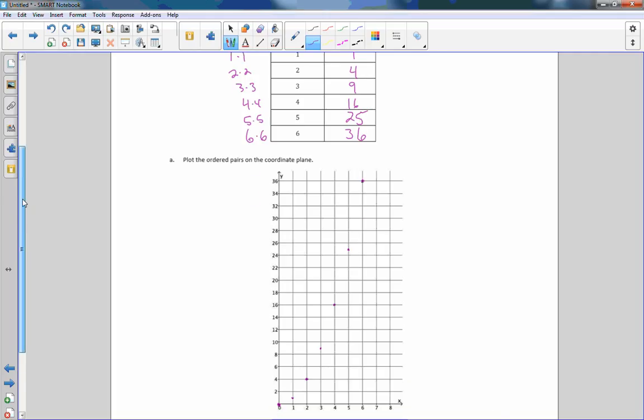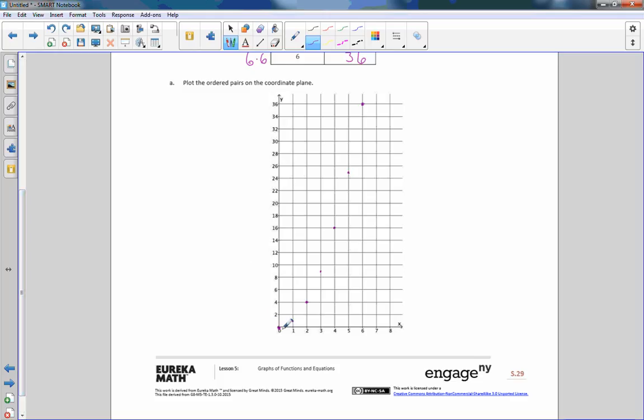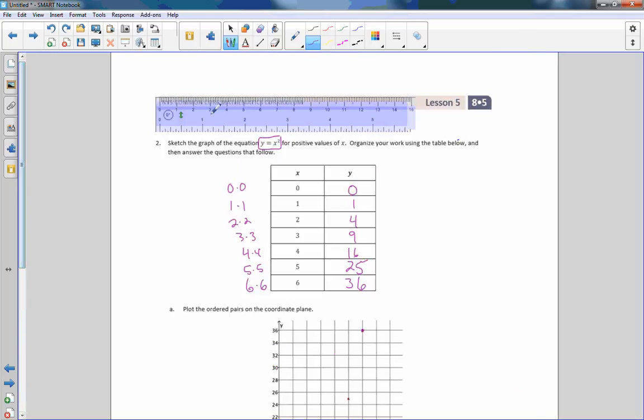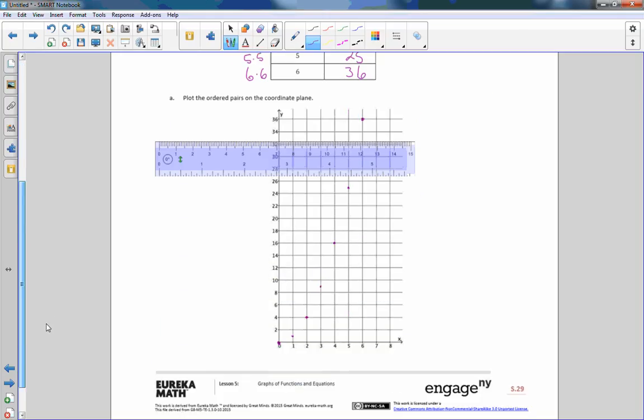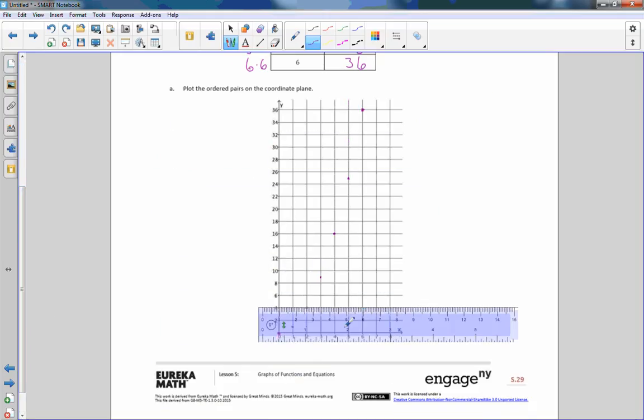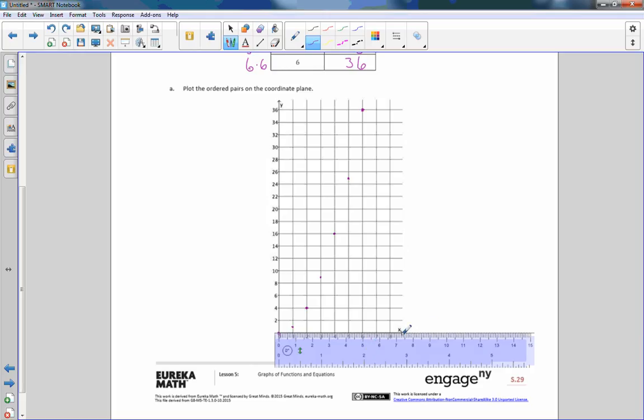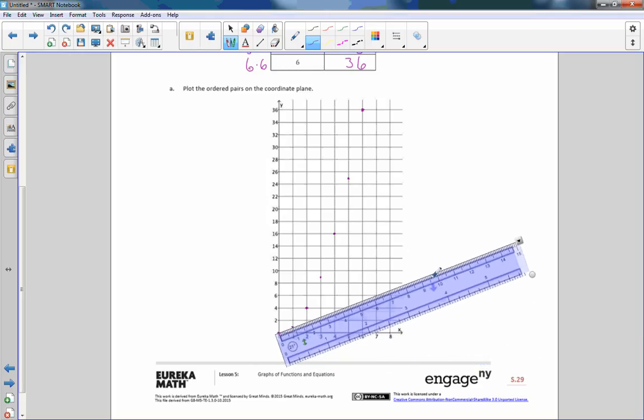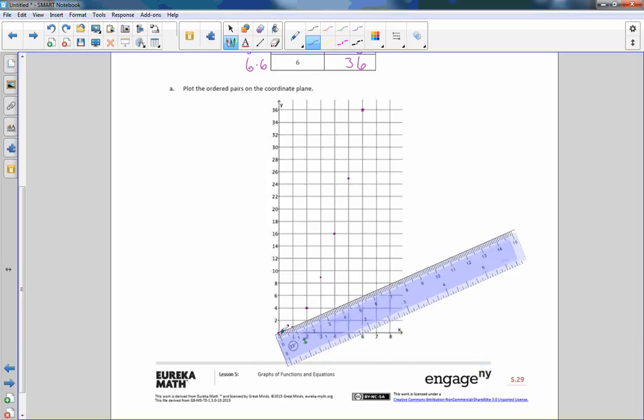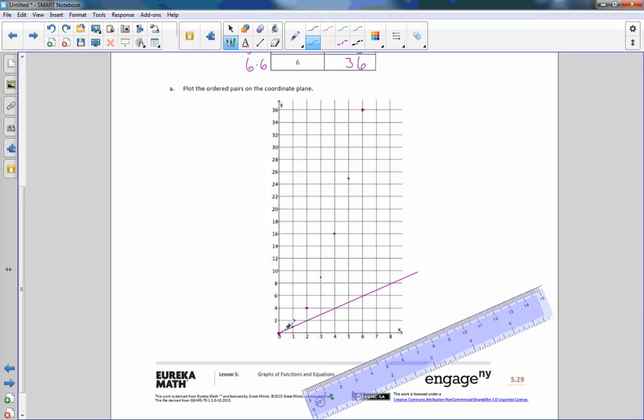So there's the ordered pairs plotted on the graph. If I were to draw a straight line, I'm not going to, but I'm just bringing my ruler down to indicate where that straight line would be. I put it at the origin and rotated it up to that first point, then my line would be here. Obviously, these points are not on that line.